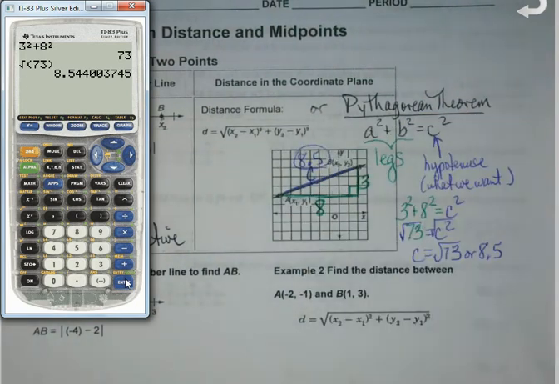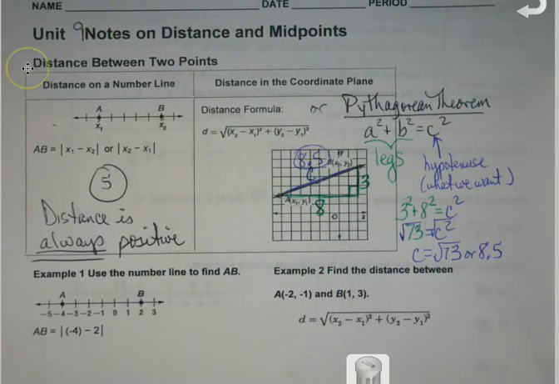The hypotenuse, again, is always the longest side. So it's always got to be bigger than either of these. If it's not, I did something wrong. Okay? So this is one way I can do it, and we're going to keep playing around with both of them. The other one, I'll show you how you can use the formula and how you get the same answer.